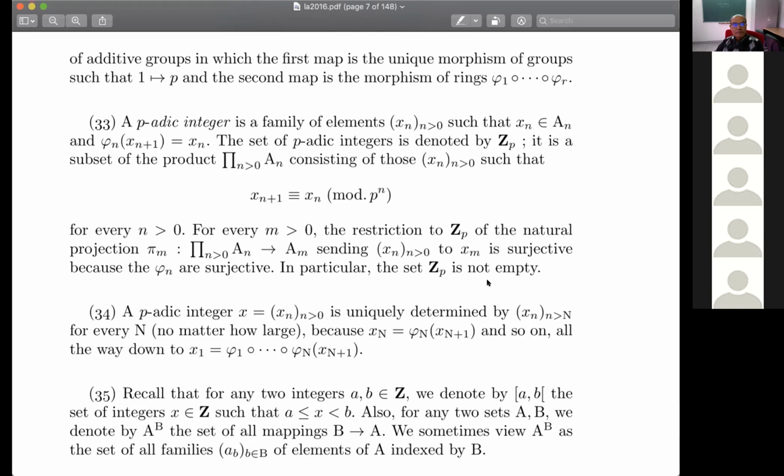In particular, why is it surjective? Because each phi n is surjective. That's easy to see. And therefore, this Zp is not empty. Just because you have defined something doesn't mean that there's some element in it. But it's easy to see that it's not empty, right?